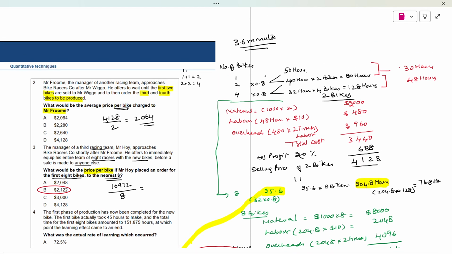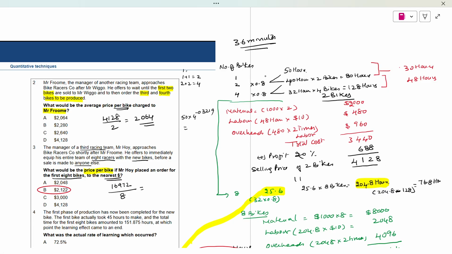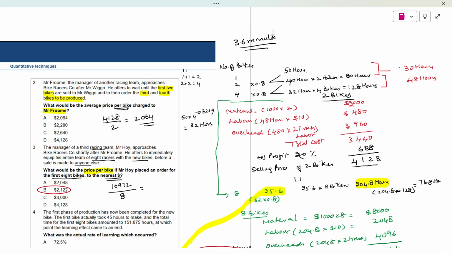Okay, for another one. For 4 bikes also you take. Is it right? 50 times 4 to the power of 0.3219. How much will you get? What are you using? You do, Ali. 32 hours. Yeah, 32 hours. Okay, I'm putting it. Are you clear about this? Yes, this way is much faster.